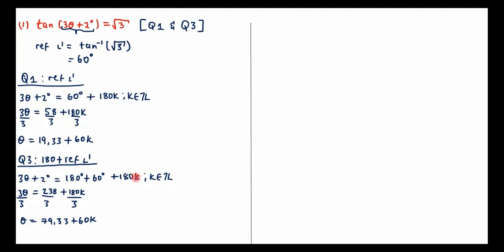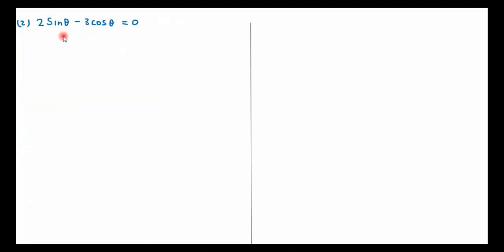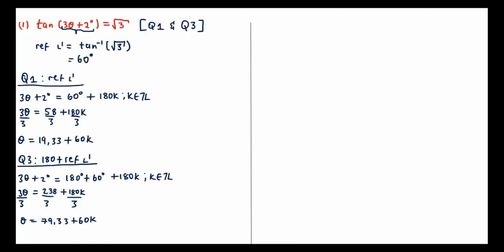So let's go ahead and look into the second one. Looking at the second one, we can see that the nature of this question is completely different from this one. This one here, we just have a trig ratio with an angle and a constant number.